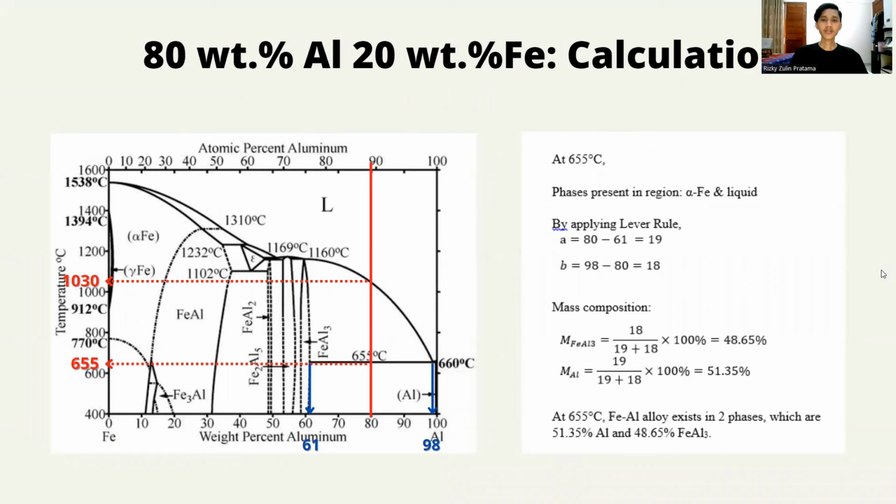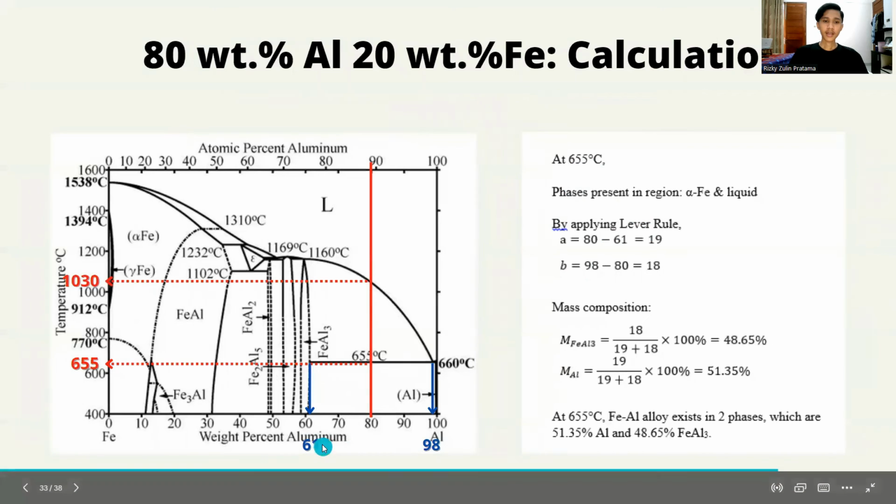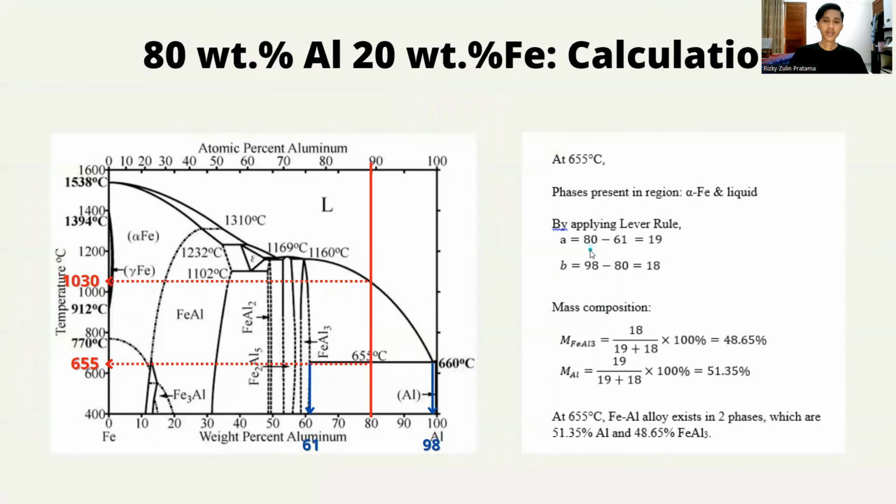After that, we can calculate the mass composition. So I took the temperature at 655 degrees Celsius. So we can apply the lever rule, A and B. And I took the 61 point and 98. For A, it equals 80 minus 61, which is 19, and for B, 98 minus 80, which is 18.